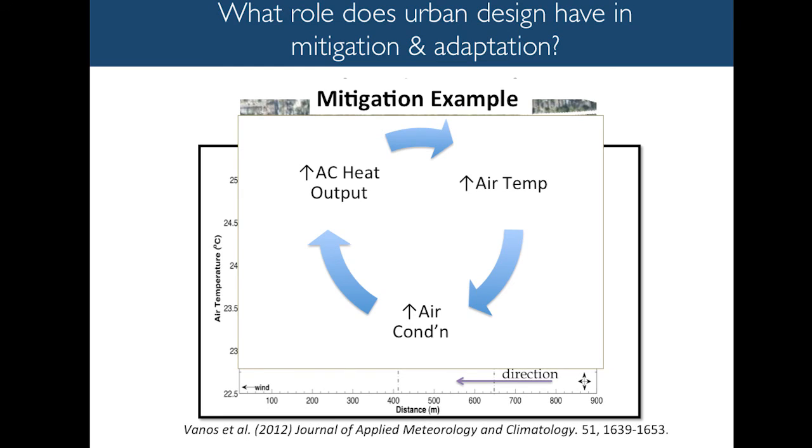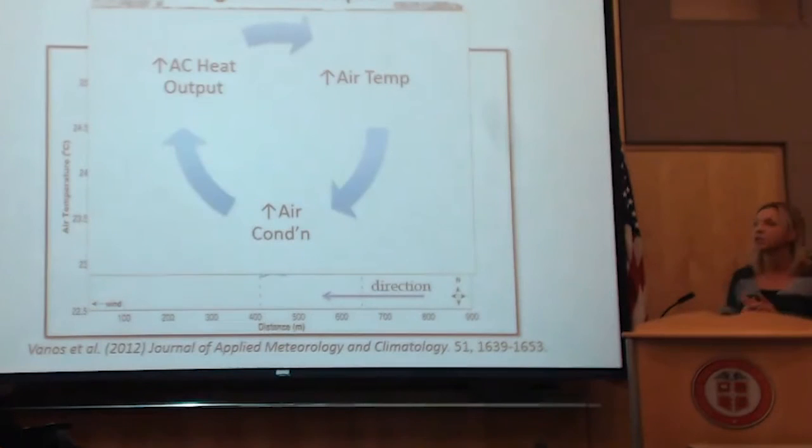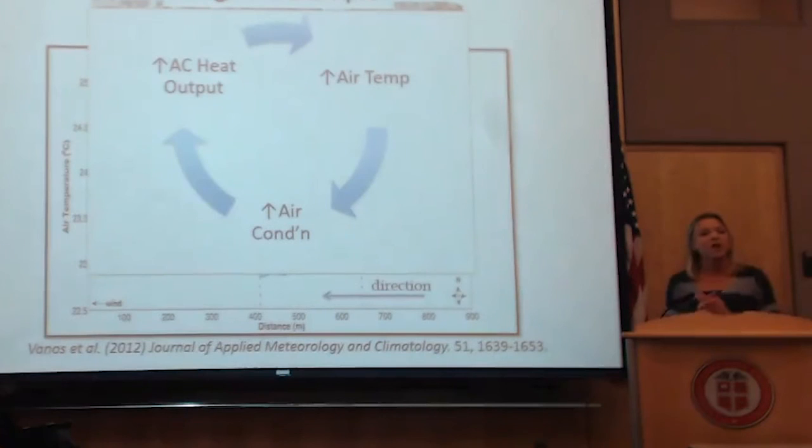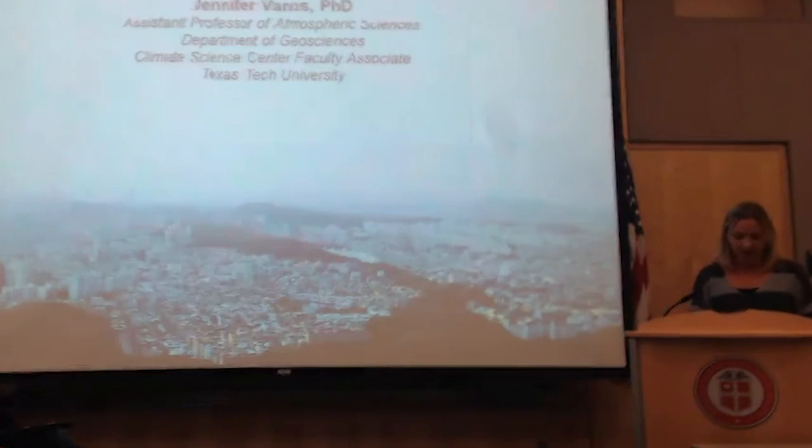So a mitigation example is then taking this, if we have higher air temperatures in urban areas, that increases the use of air conditioning, that increases the air conditioning output from the air conditioners, and then that increases air temperature. It's a positive feedback loop. But we can go the opposite and decrease the air temperature, decrease air conditioning, decrease the energy use that's needed. So that's just an example of mitigation with climate change, but you have to have them both hand in hand to solve some of these problems. So that is my spiel, and hopefully we can discuss it after.